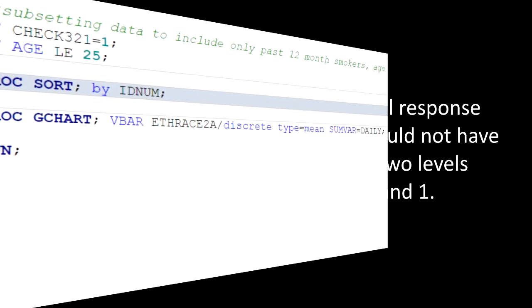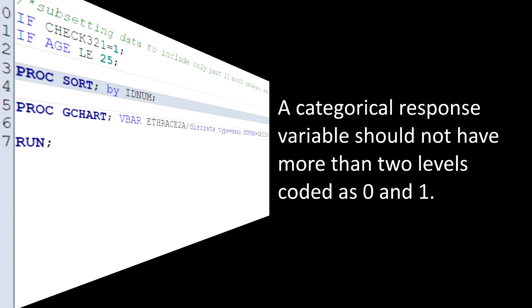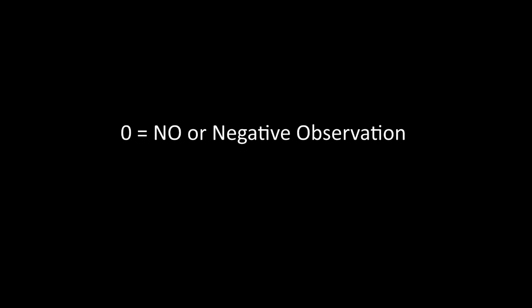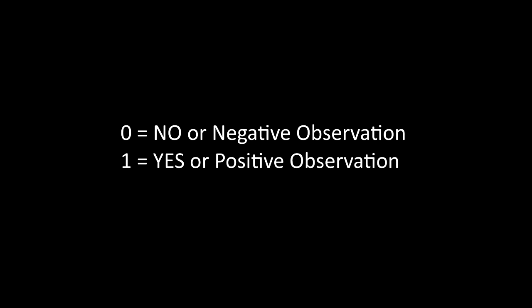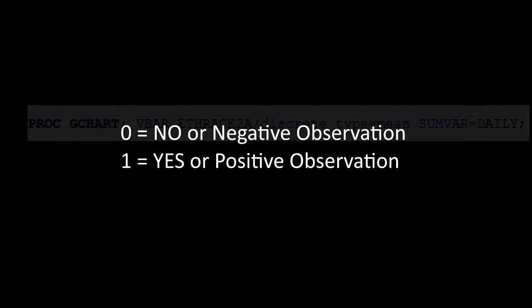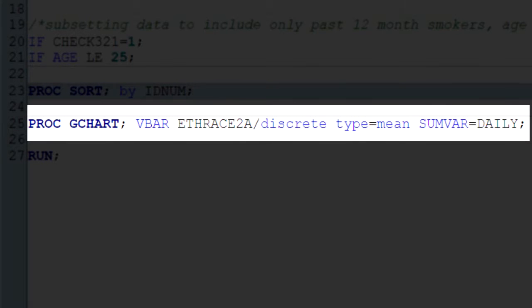Remember, our categorical response variable should not have more than 2 categories or levels, and those 2 categories should be coded as 0 and 1. 0 represents no or negative observations, and 1 represents yes or positive observations. In this format, requesting the mean of a categorical response variable actually gives us the proportion of 1s or positive observations.